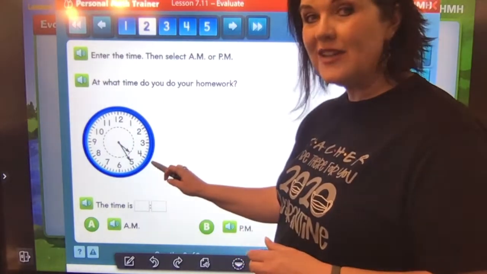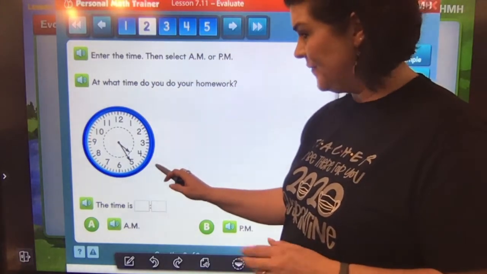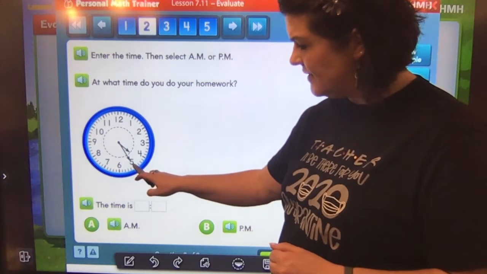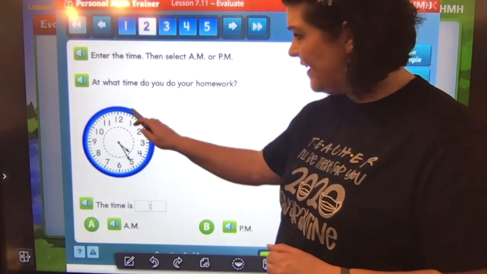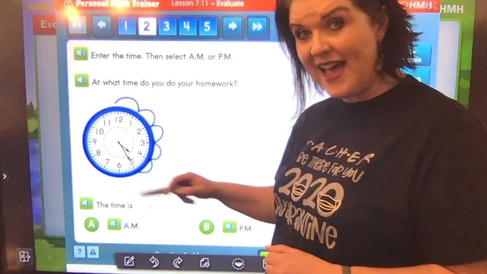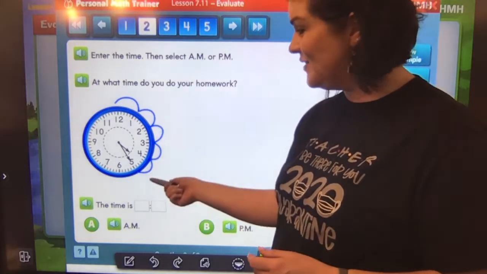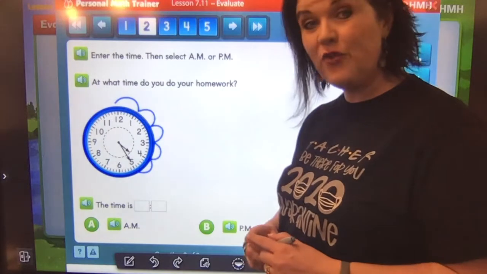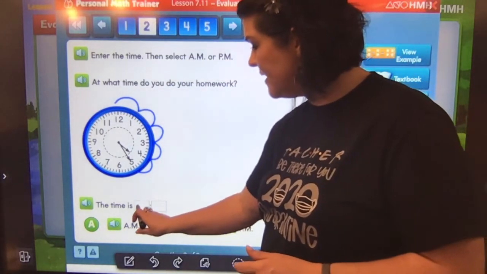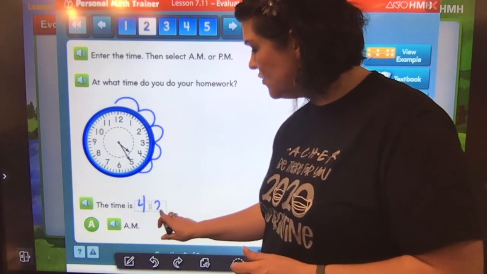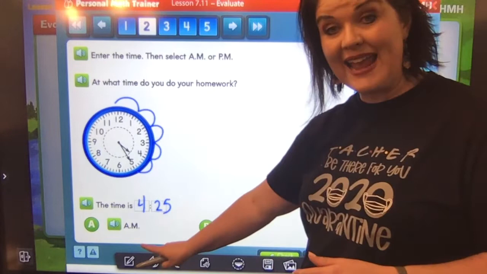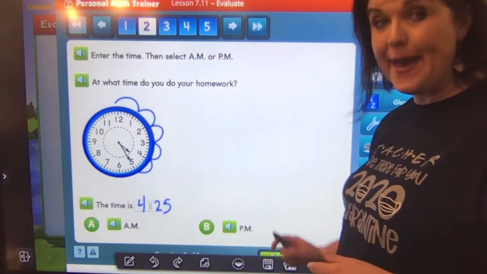This question is asking us, at what time do you do your homework? And let's figure out what time they have for us today. They say we do our homework at, look where the minute hand is. It's on the 5, 10, 15, 20, 25, right? So we know this is 25, and the minute hand is between the 4 and the 5. So we know that that's the 4. So the time is 4:25.